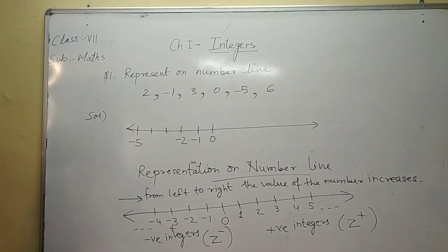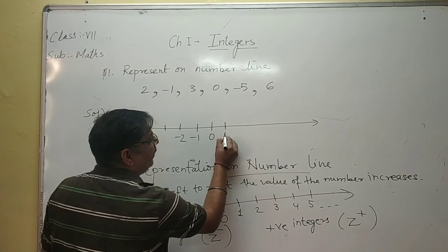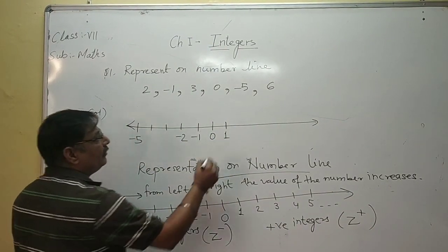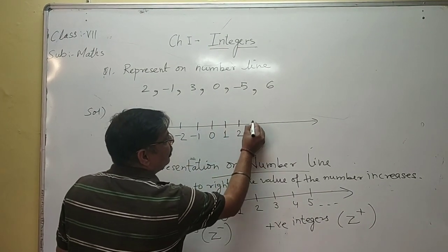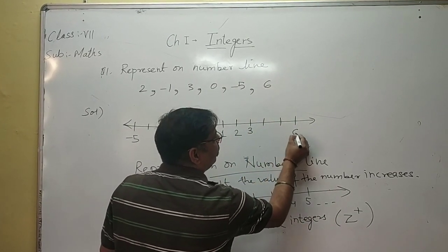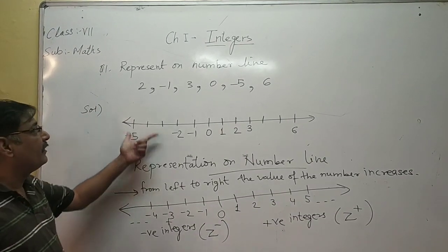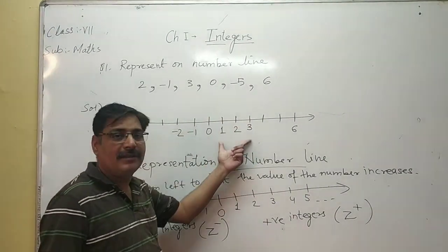So this is minus 5. Similarly, on the right hand side, this is 1, this is 2, this is 3, this is 6. So this is the representation of these numbers on the number line.